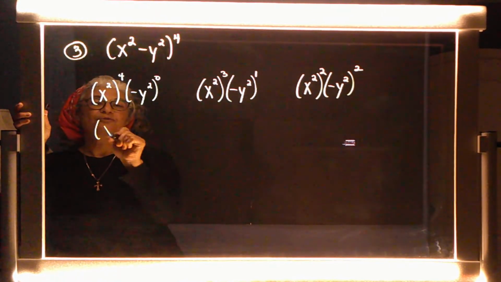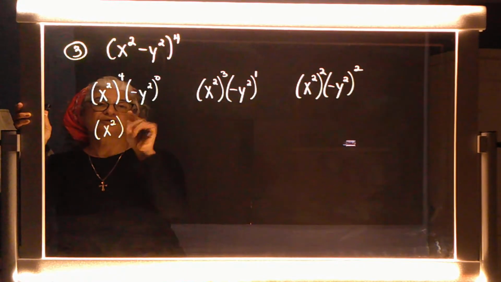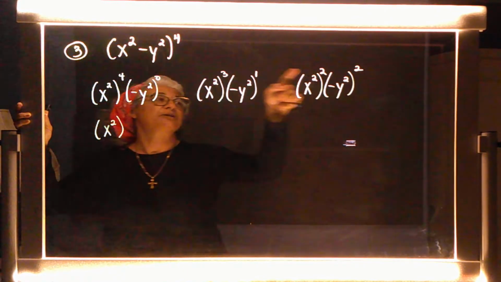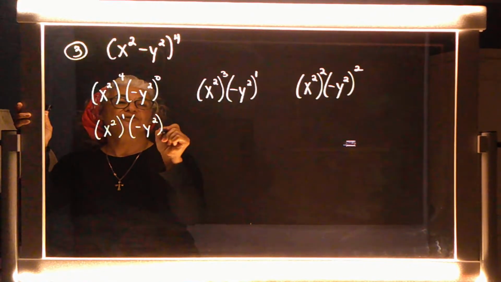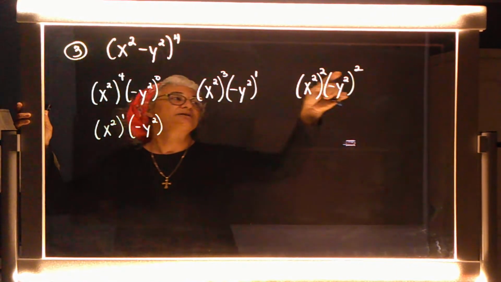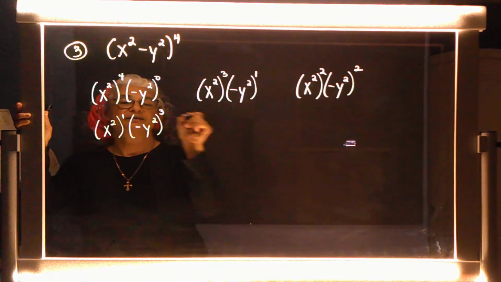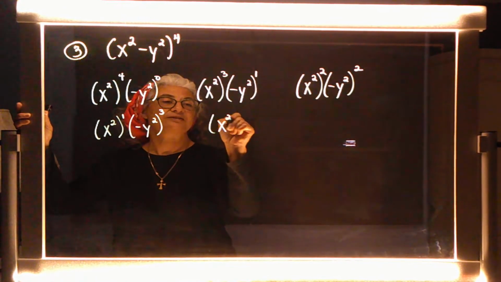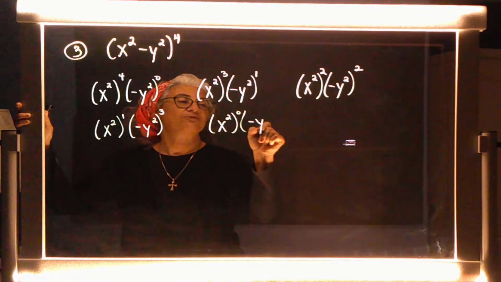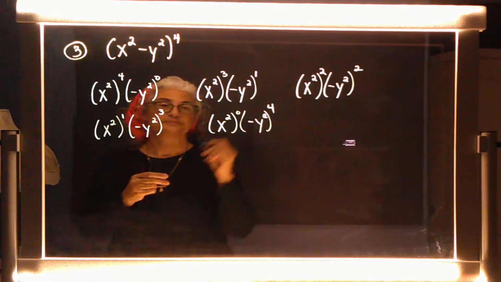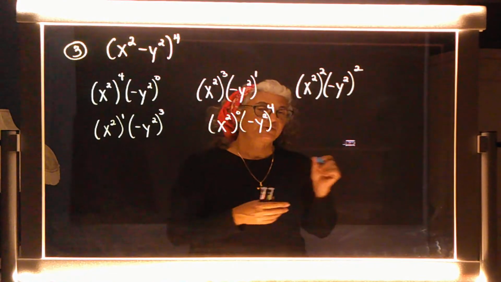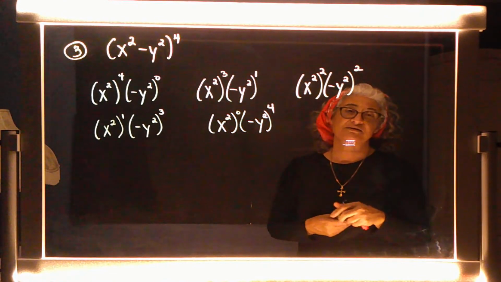And then we have, remember, x squareds are decreasing. So 4, 3, 2, 1. And the negative y squareds are increasing. 0, 1, 2, 3. And finally, x squared to the 0 and negative y squared to the 4th. Whoops, I forgot a square on there. Good?